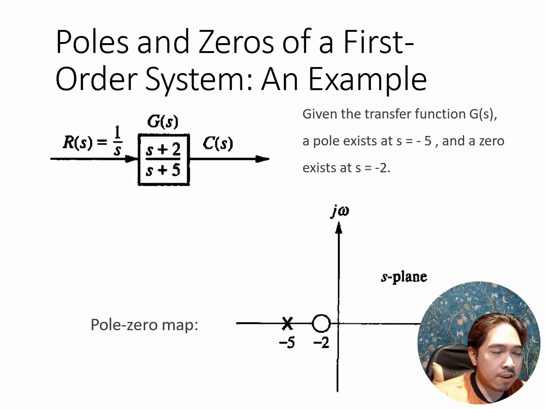So we have there R(s), C(s), G(s). If you get the transfer function G(s), we can see that the pole exists at s = -5, which is the denominator, and that the zero exists at s = -2, which is the numerator of the function. If you draw the pole-zero map, both of them are in the left plane. So that is -5 and -2, and we can draw there an X and an O, which denote the pole and the zero of the system.